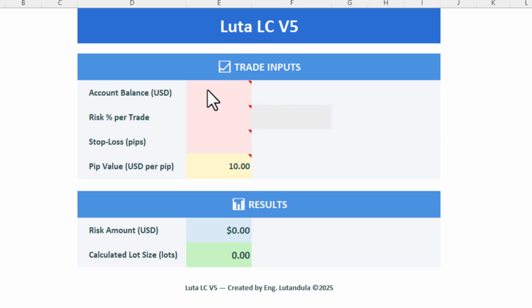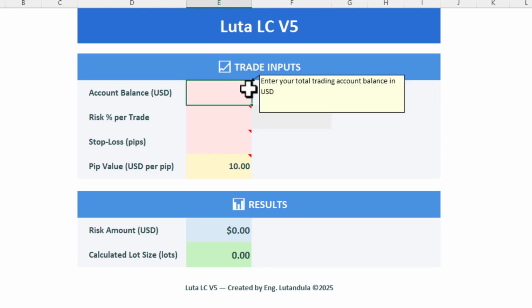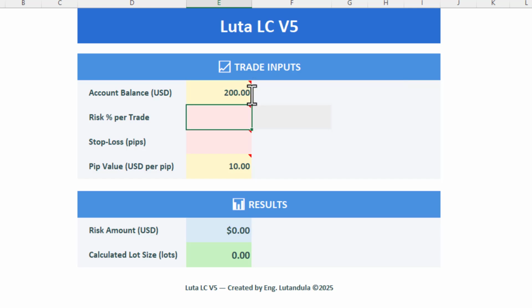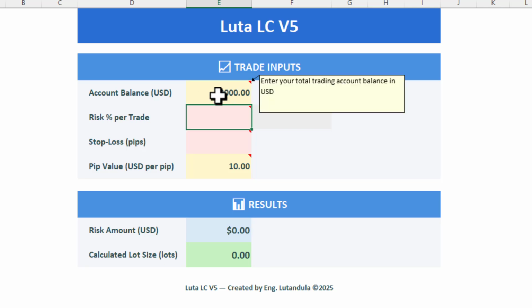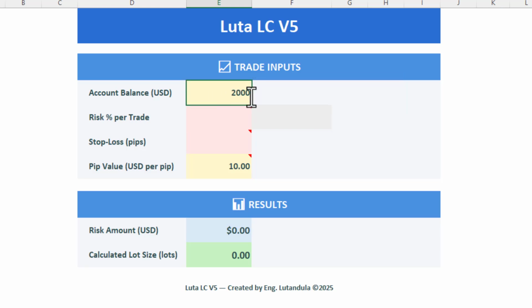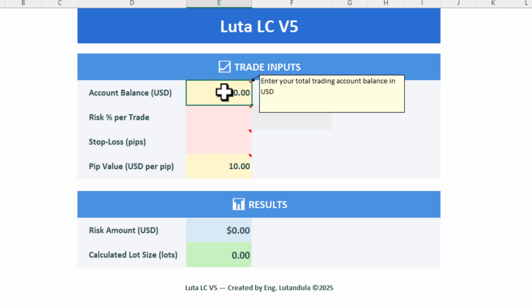So first up, we have account balance. This is simply how much money you have in your trading account right now. Not how much you want to have, not how much you plan to have, but your actual live balance. Whether it's $50, $200, $2,000, or even $50,000, you just put it in right here. For our example today, let's use 2,000 USD. The calculator uses this number as the foundation for all your risk calculations. Think of it like the ground floor of a building. Everything else builds on top of it.